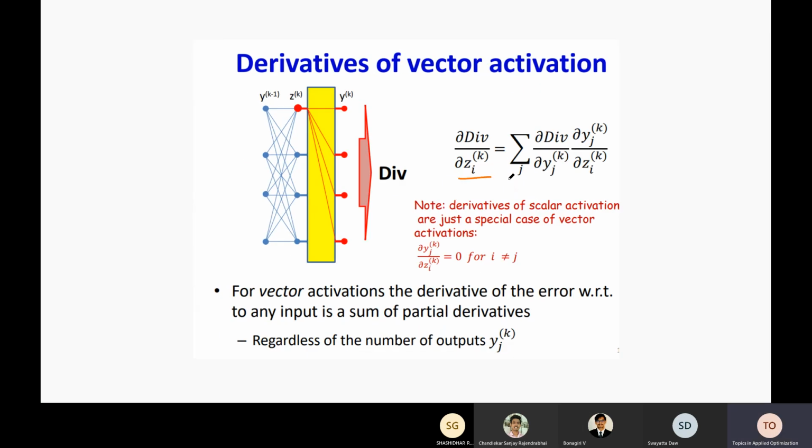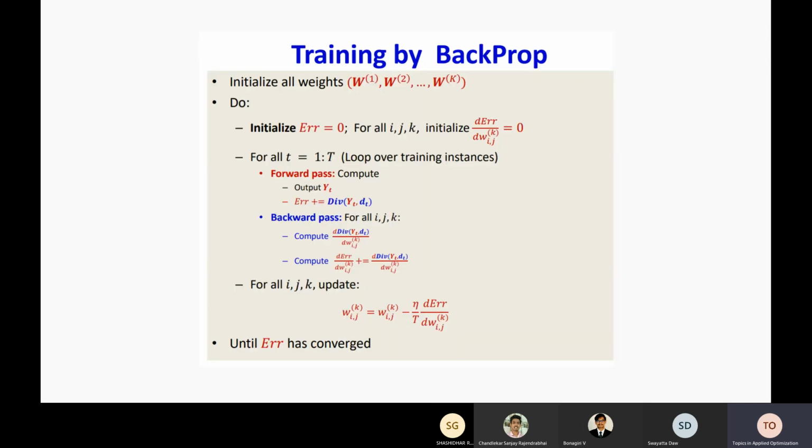This is what I said. If I have to compute the derivative with respect to zi, the data is influencing multiple outputs, so I have to have the sum now. These are the changes one has to make, and the final algorithm can look like this. Gradient descent.